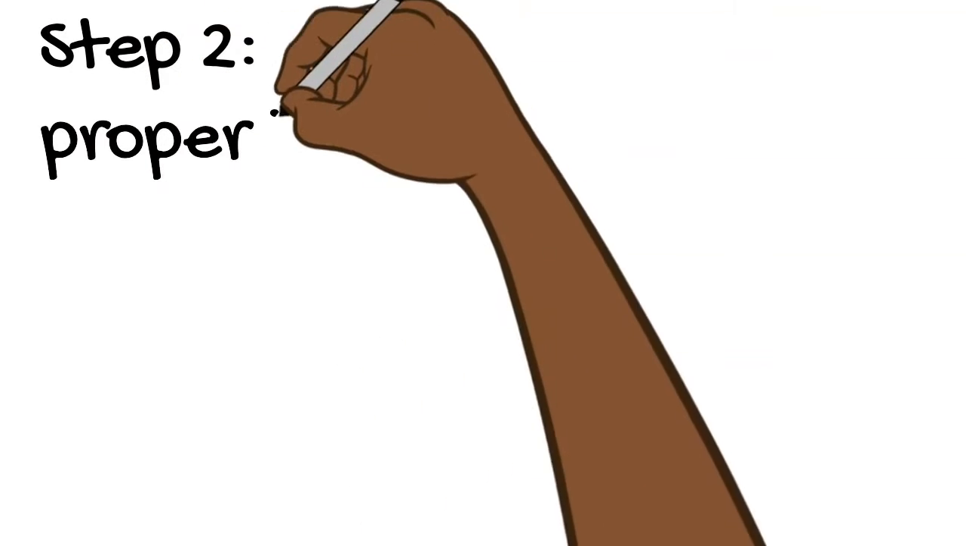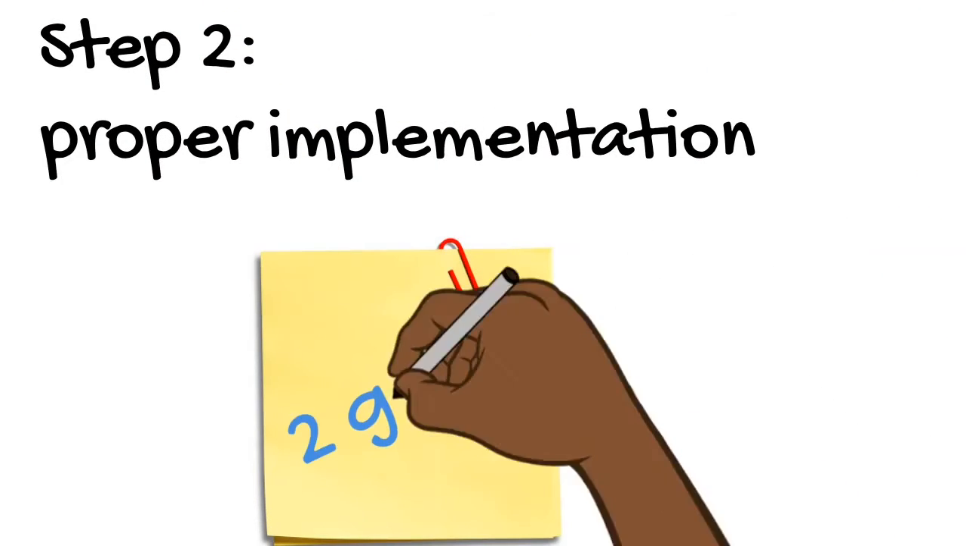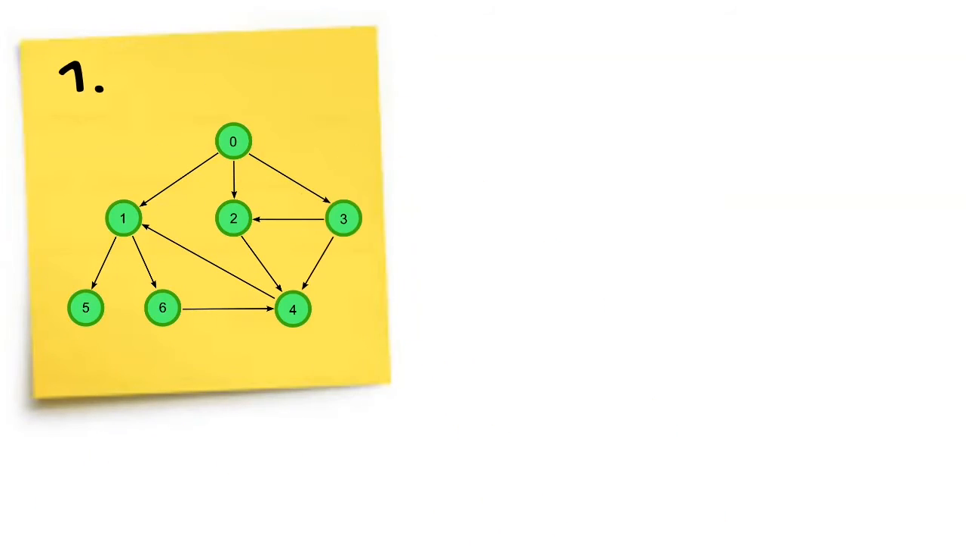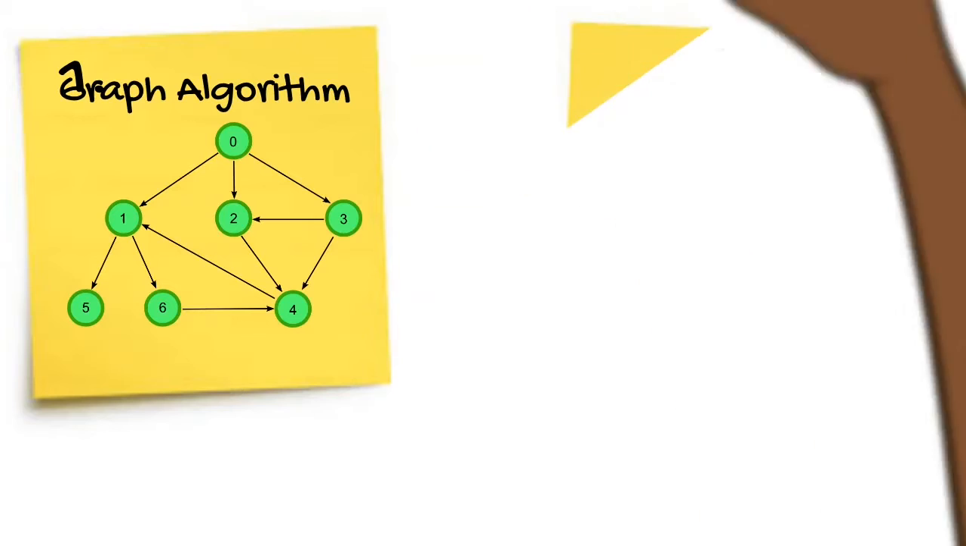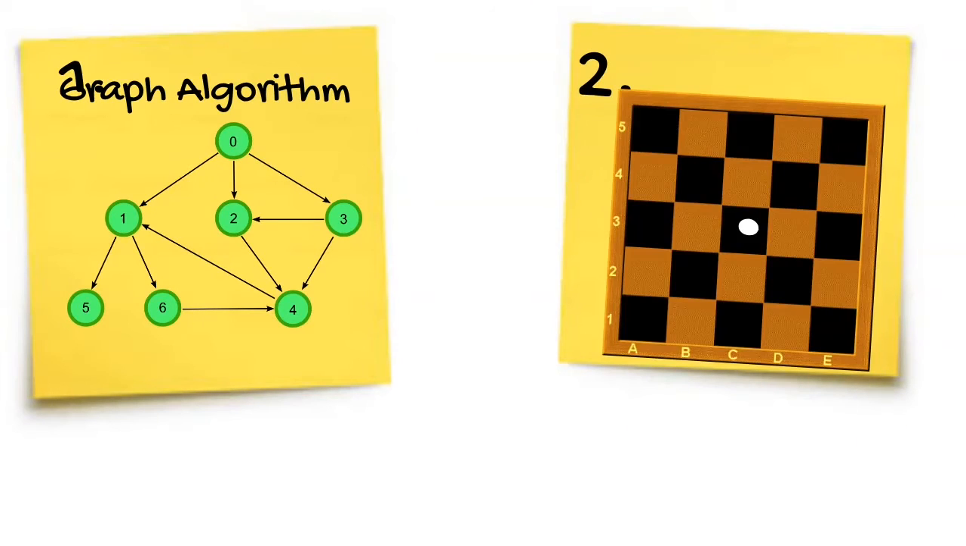The second step to solving the Knight's-Tour problem is proper implementation. In this step, we'll focus on achieving 2 goals. 1, utilizing a graph algorithm to make a path of length in the graph, and 2, instilling the condition that every vertex, i.e. space on the chessboard, is only visited once.